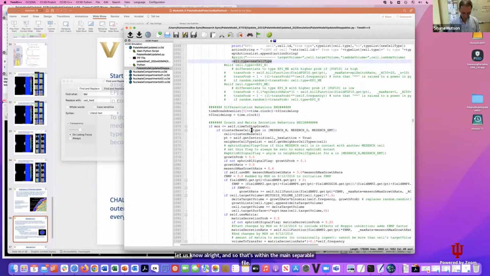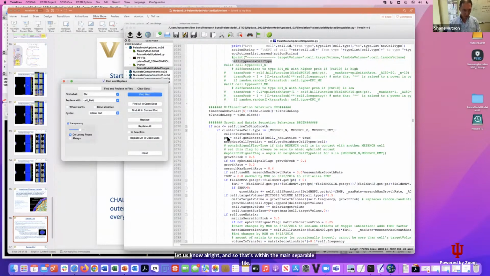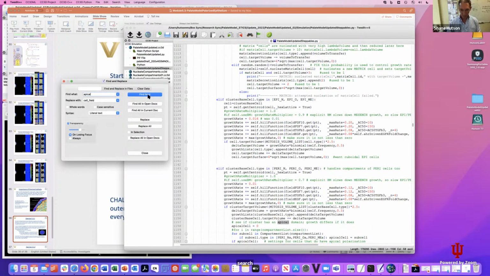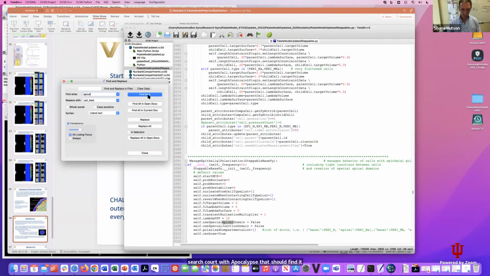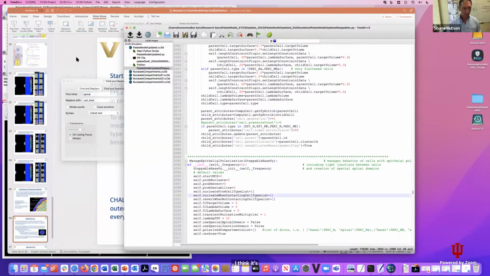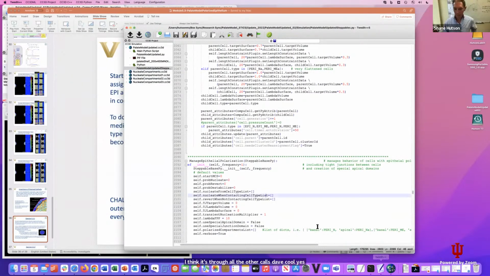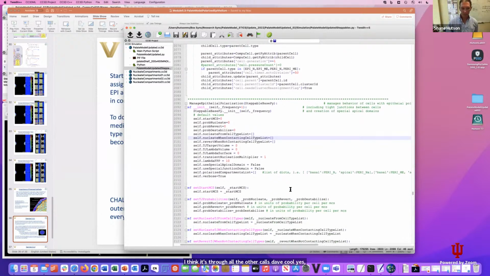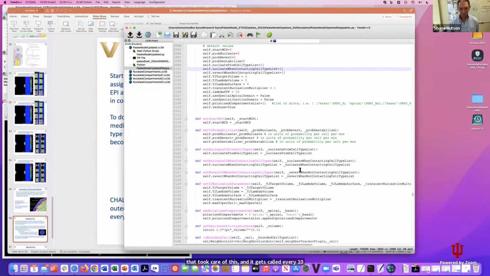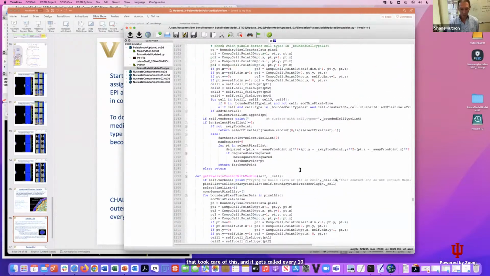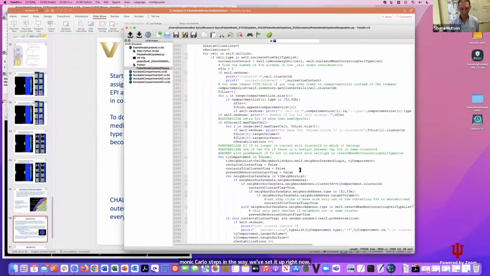And so that's within the main steppable file. There is another steppable that's in here that will go down to. I'll search for it with Apical. That should find it. It gets through all the other calls to Apical. Yes, it's called Manage Epithelial Polarization. And so it was worthwhile to have a separate steppable that took care of this, and it gets called every 10 Monte Carlo steps in the way we've set it up right now. Let me scroll down here a little bit to the part that is the main section of it.